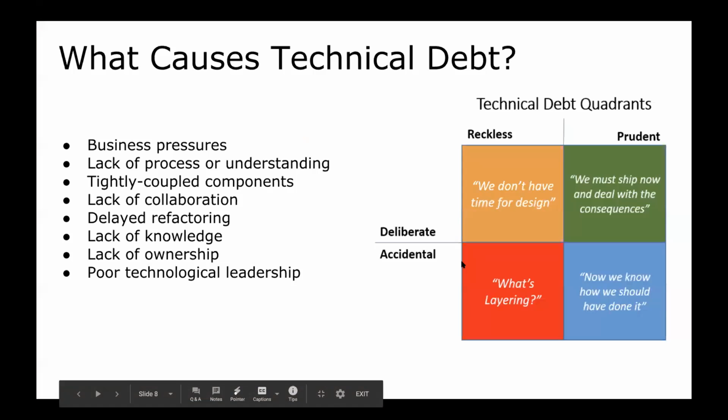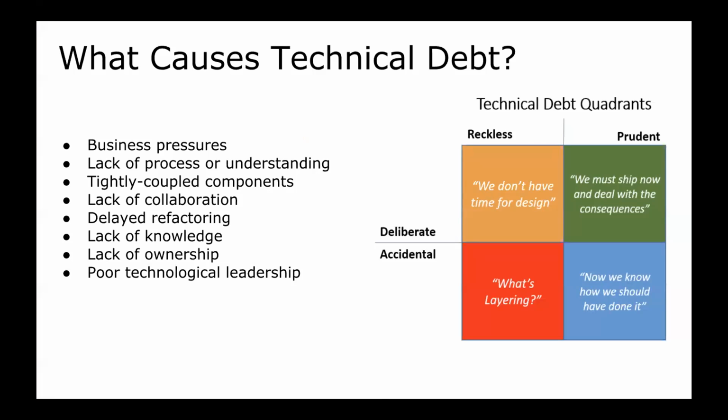Now, what are the different causes of technical debt? The major factors that contribute to technical debt are, first, business pressures. Second, lack of process or understanding, as in the development process or best practices. Third, tightly coupled components. You have a hell of a lot of components that are tightly coupled, and changing one particular component breaks the other. The release is just tonight, so what you will do is just create a patch and then release.